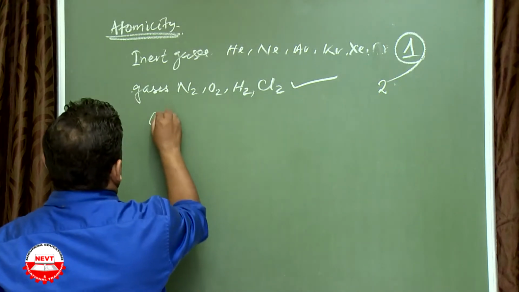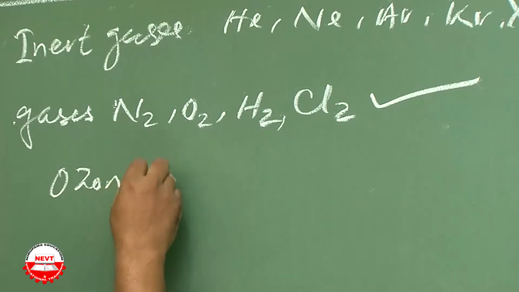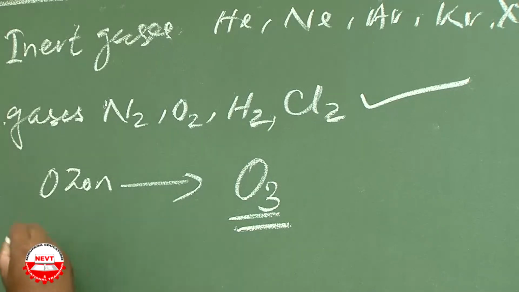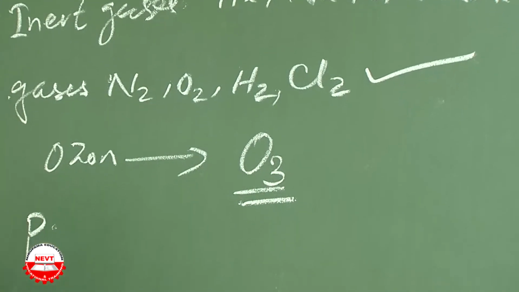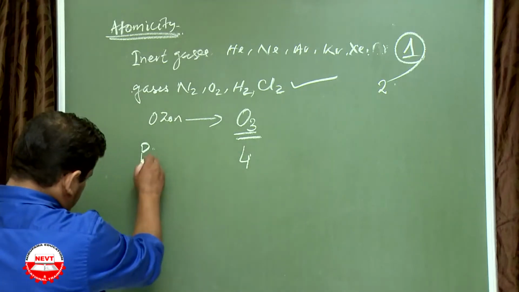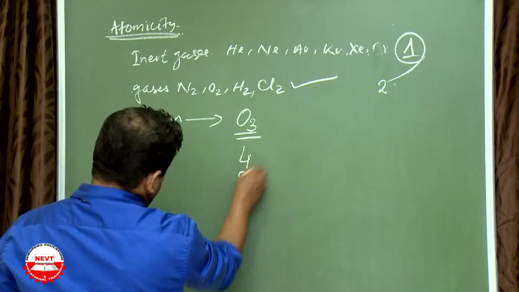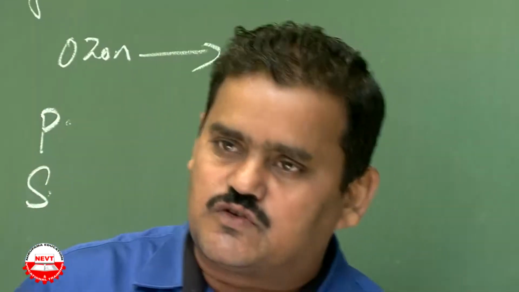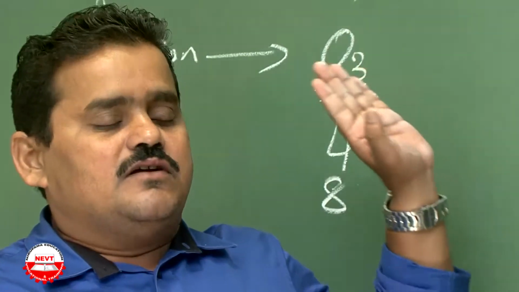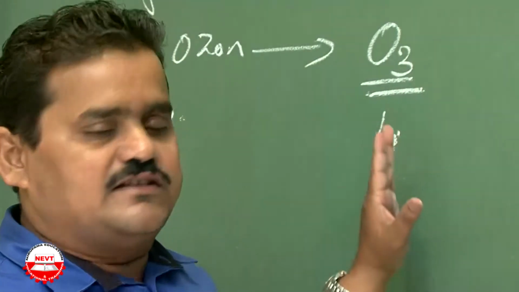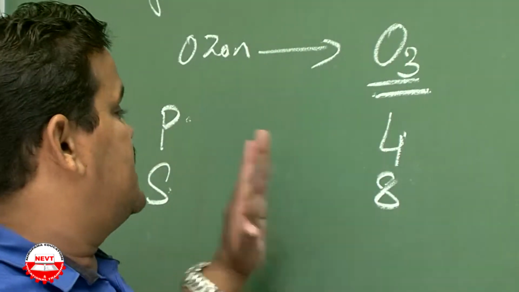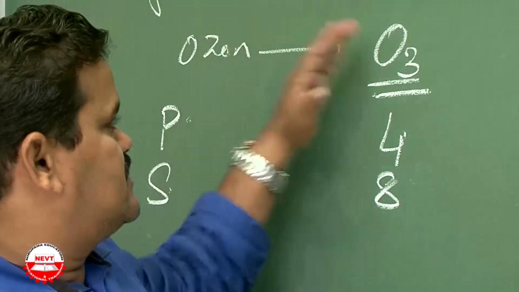The atomicity of ozone is 3, that is O3. Similarly, the atomicity of phosphorus is 4, P4. The atomicity of sulfur is 8. In class 10 also the structure of S8 is given, and I am discussing it there. Okay? If you want to know more about this, you can see the class 10 second term video. Here the atomicity of sulfur is 8, phosphorus is 4, ozone is 3.